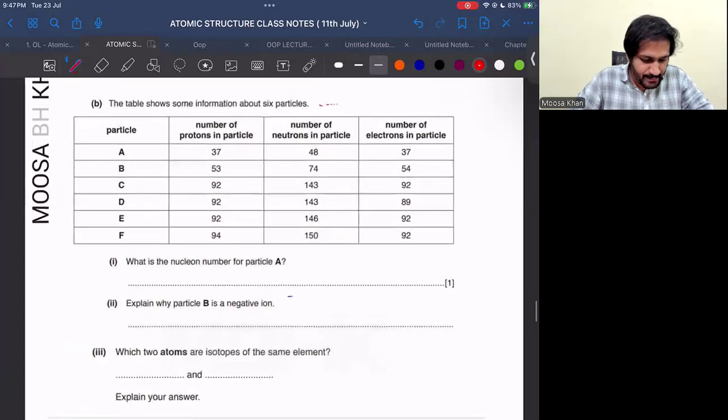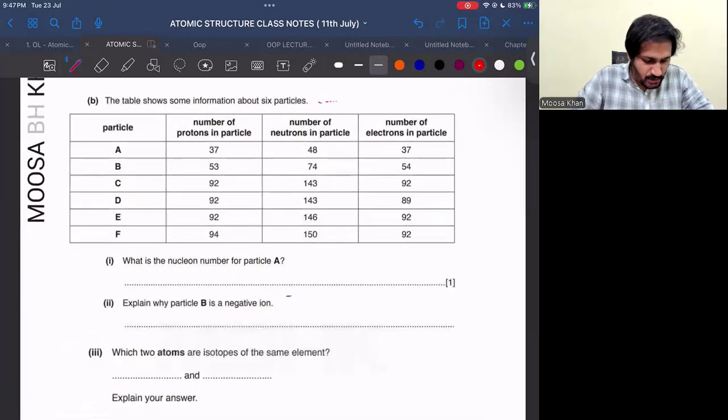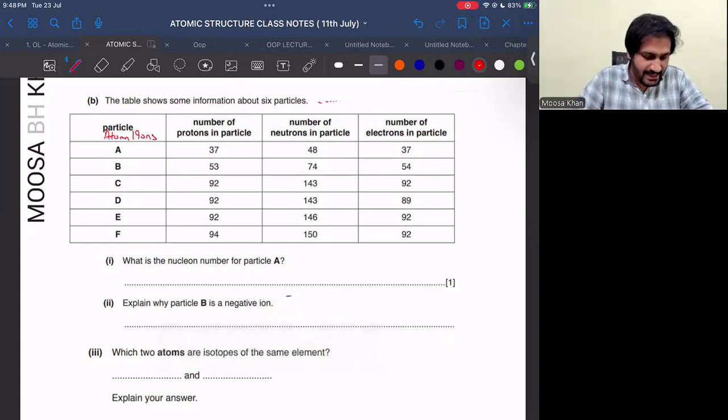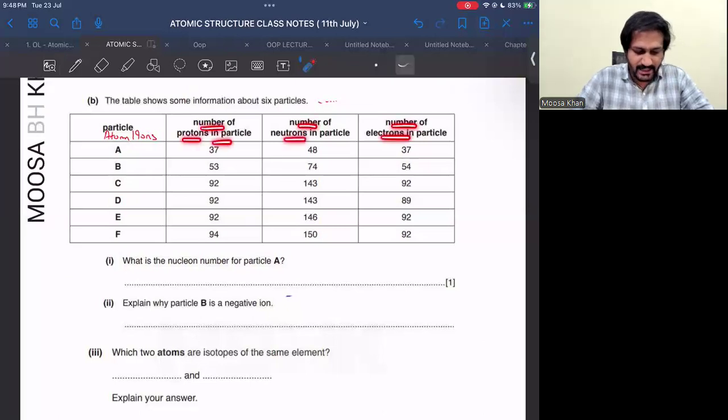Now for part B, the table shows some information about 6 particles. If you recall, whenever we use the word particle, it means we may be talking about atoms as well as ions, because atoms or ions are collectively called particles. If you see, we have a few particles given and they have given us the number of protons, number of neutrons and number of electrons in each particle.